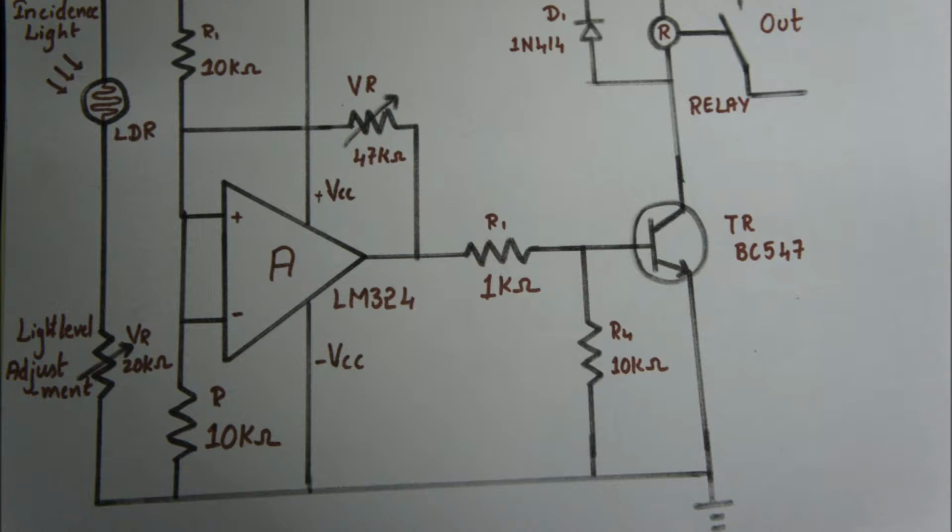toggle adjustment where you can set the brightness of the light. We are giving the output of the op-amp to a transistor BC547, which is used for amplification purposes, and the output from the collector is given to the relay, where the relay can be used for driving external components.